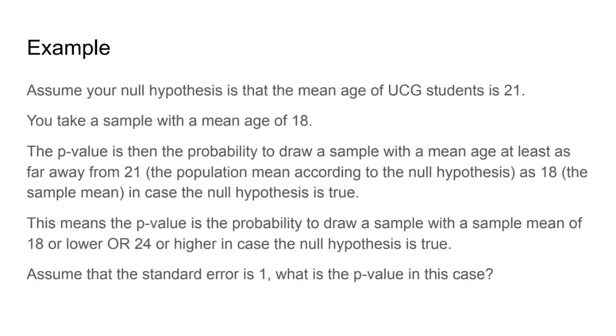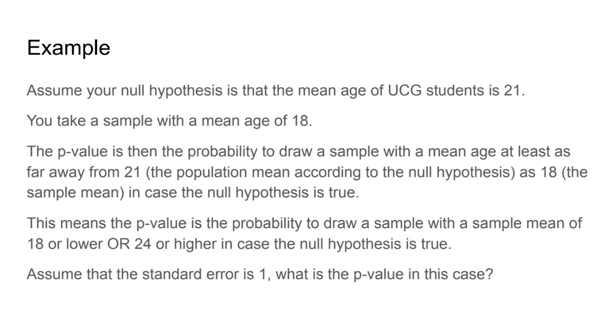And now I take a sample, and the mean age in the sample happens to be 18, right? So 18 and 21 is different, right? But it's not surprising in itself that the sample is different from the null hypothesis, because it would be very surprising if I find a sample that is exactly 21, even if that would be the real population mean, right? So our sample is always going to differ a little bit from the real population mean. That's not a surprise, but 18 is quite a bit far away from 21.